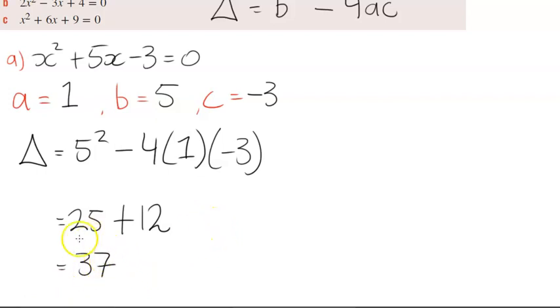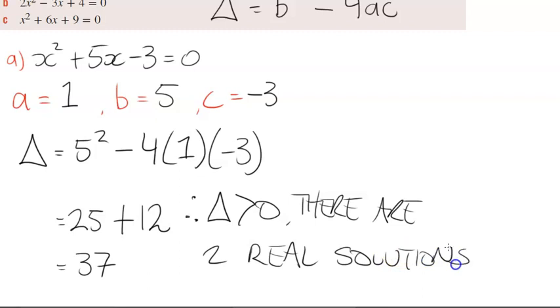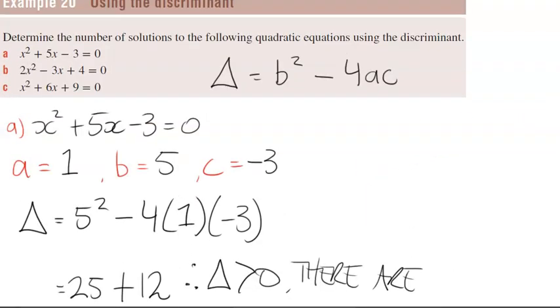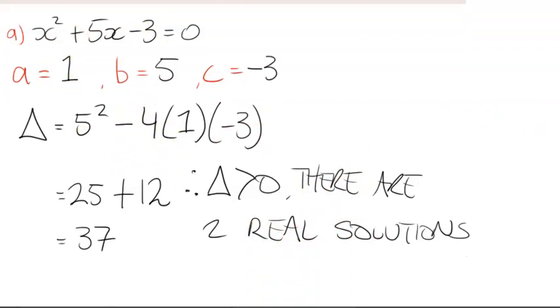Because this answer is greater than 0, you will say, therefore, as the discriminant is greater than 0, there are 2 real solutions. We don't know what those real solutions are because we're not using the quadratic formula for this question. It's just asking to determine the number of solutions for the following quadratic equations using the discriminant. If I wanted to know what those specific solutions are, I would then use the quadratic formula, but for now we're just using the discriminant.